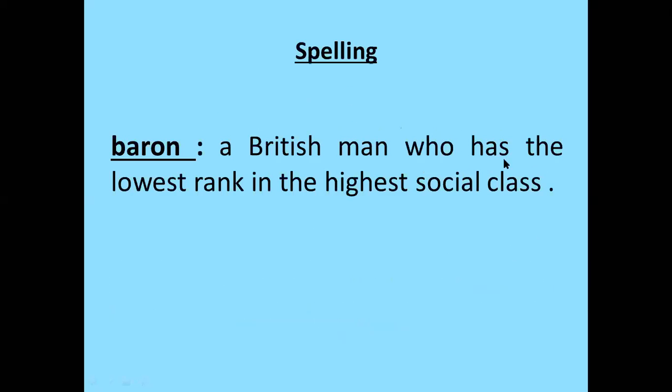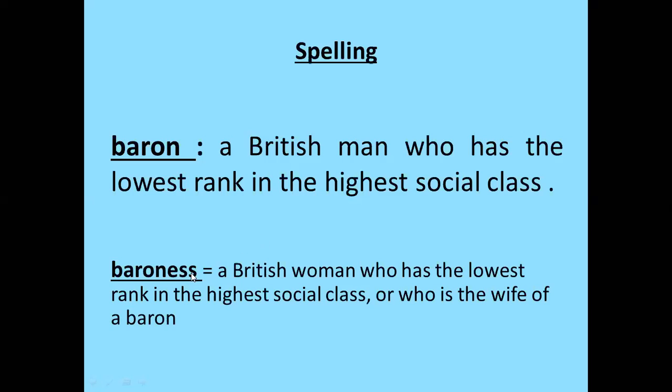Baron, this is a British man who has the lowest rank in the highest social class. Baroness, a British woman who has the lowest rank in the highest social class. Okay, you know that there are a lot of ranks in Britain, and this was common in the past. So the baron is the lowest rank in the highest social class, and the female of baron, baroness.